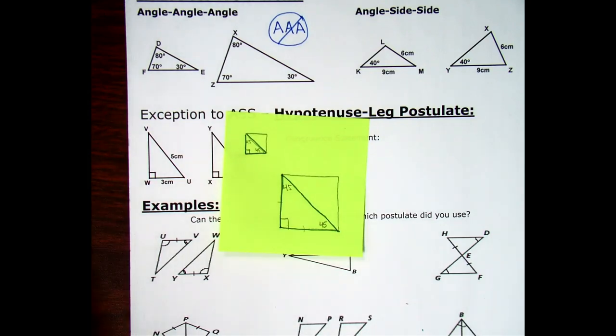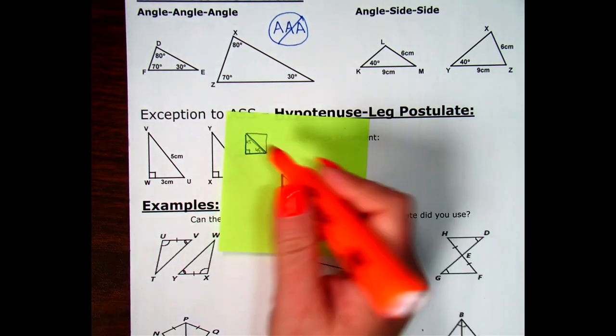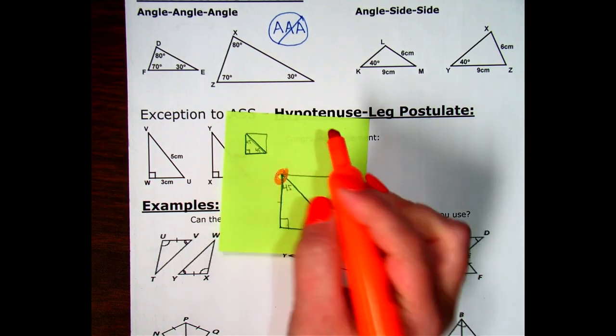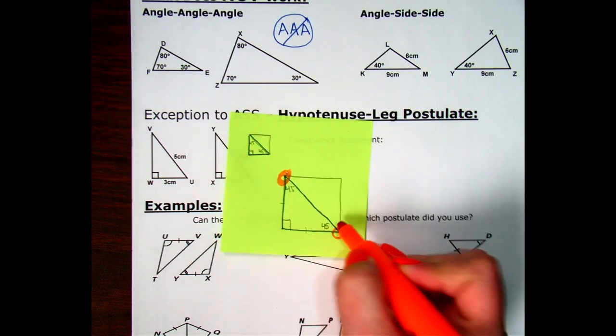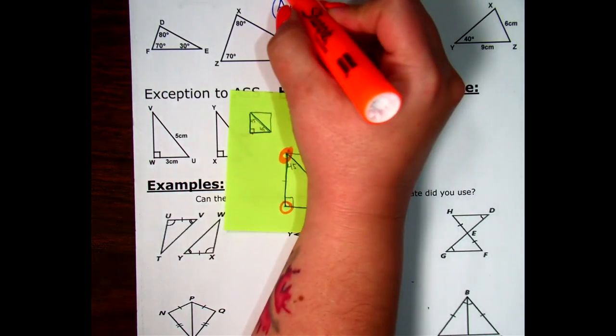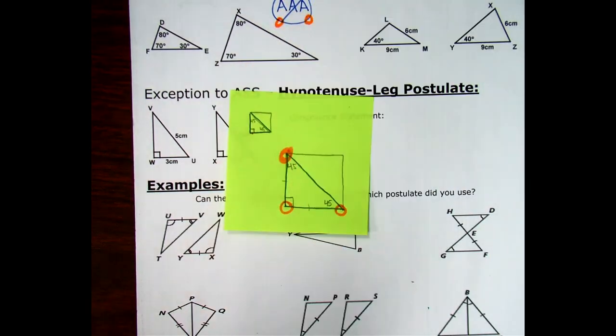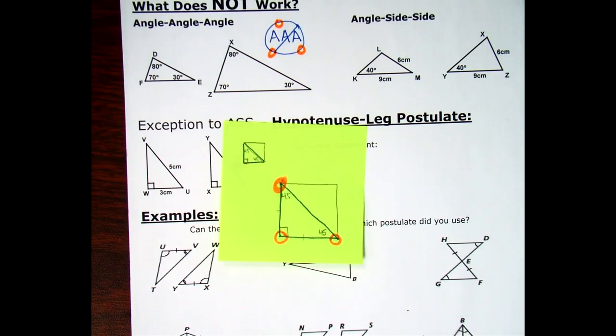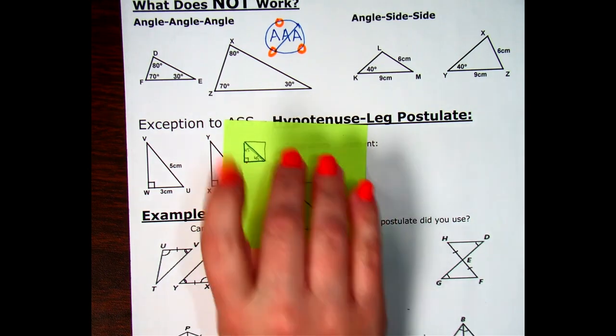If I was going to do my circle and highlighting method, I'd say, well, I have a 45 that matches a 45, I have a 45 that matches a 45, and I have a 90 that matches a 90. Well, the three circles does not work, okay? Because the triangles could still be different sizes, even though they have all the same angles, okay?